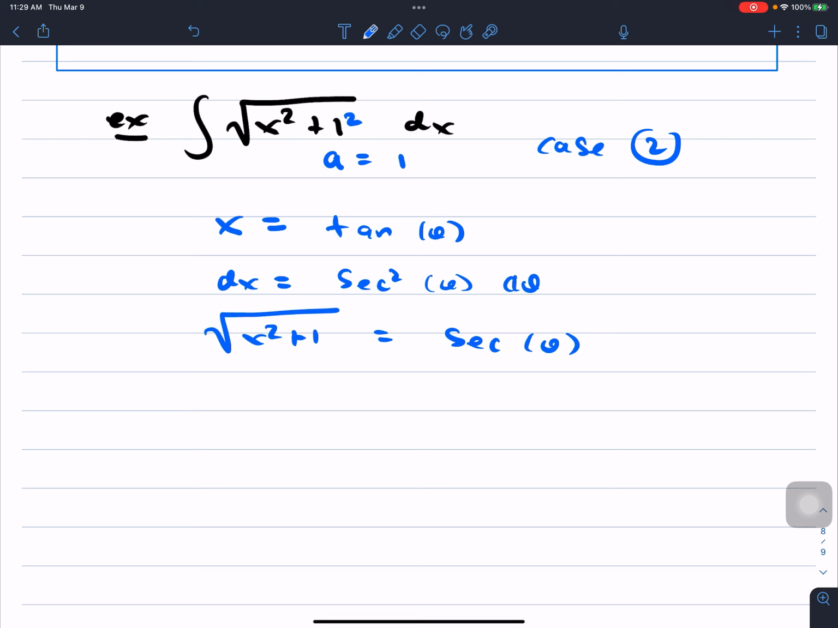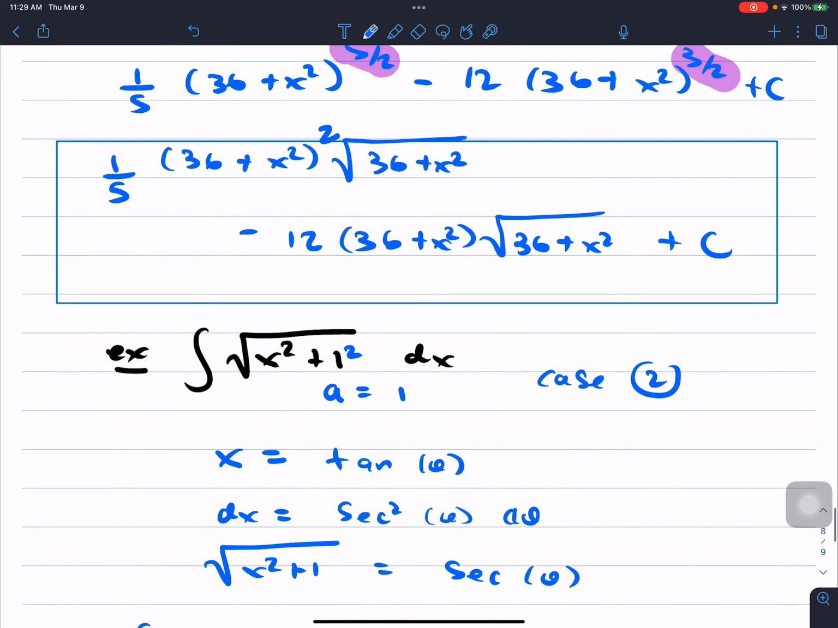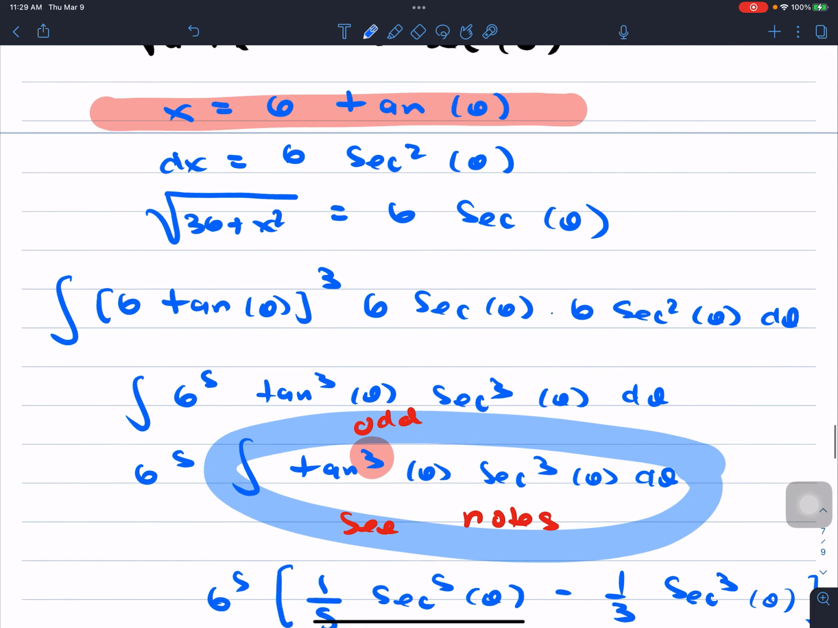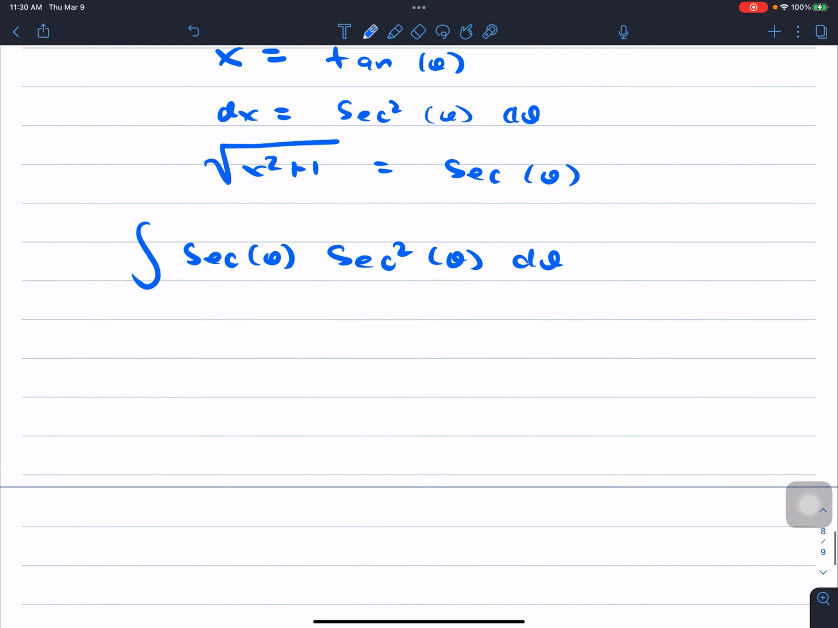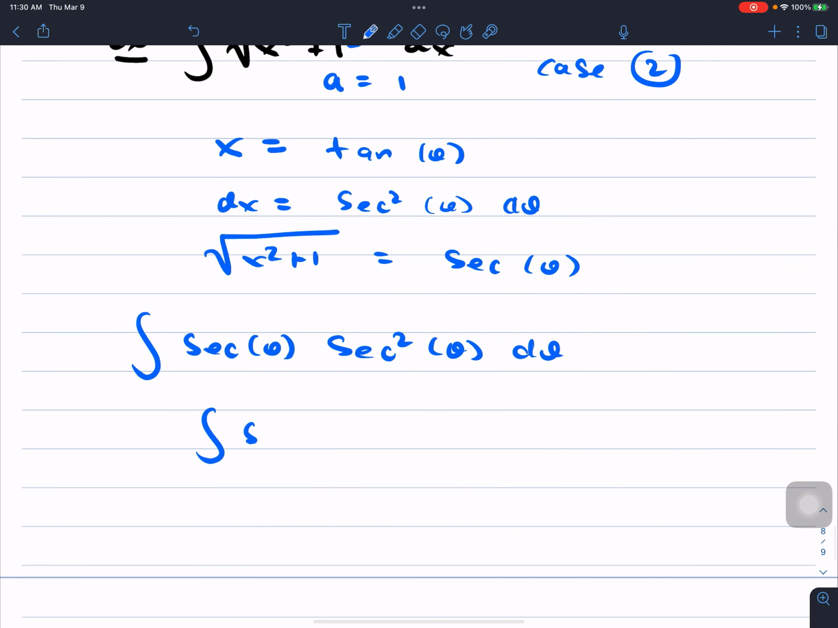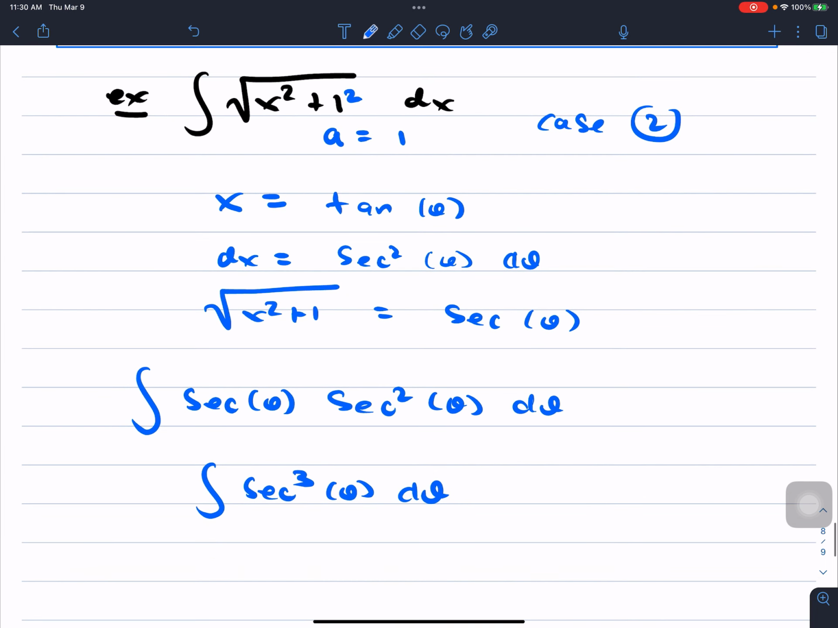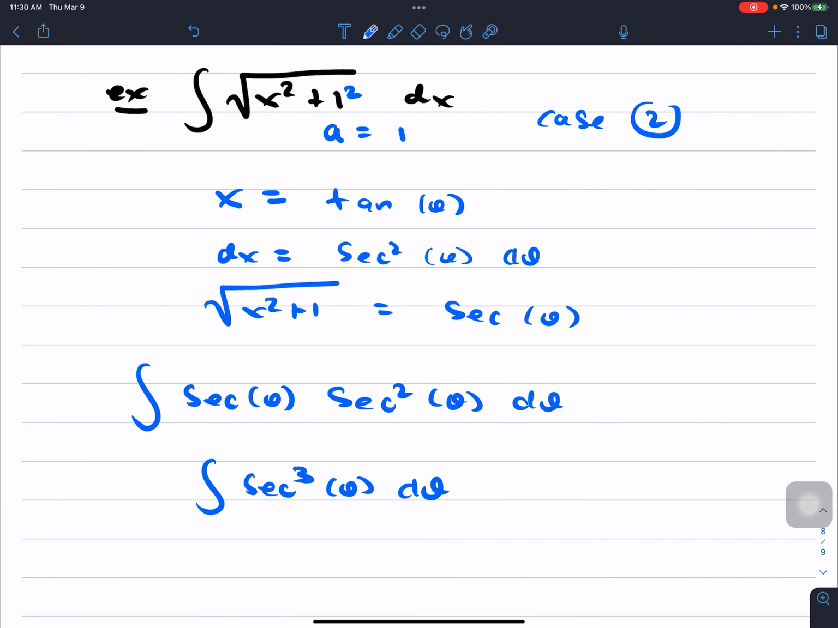Double check. Is that just secant theta what? Secant squared theta d theta? Double check. Is that what it is? That's case 2. Is that true? It sure is. Case 2. Okay. What is this integral going to be? That's secant theta what? D theta. Double check. Am I right about that?